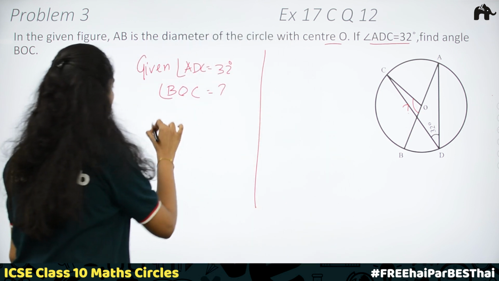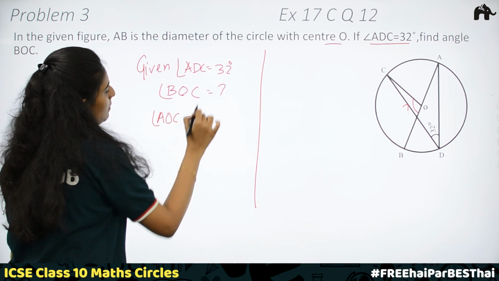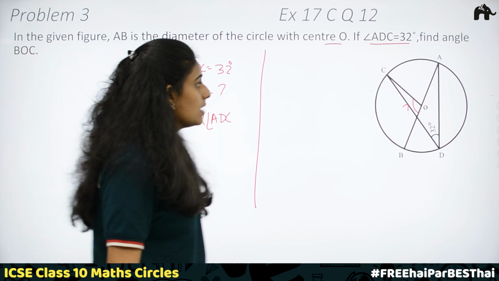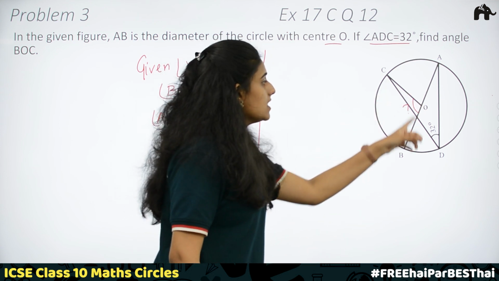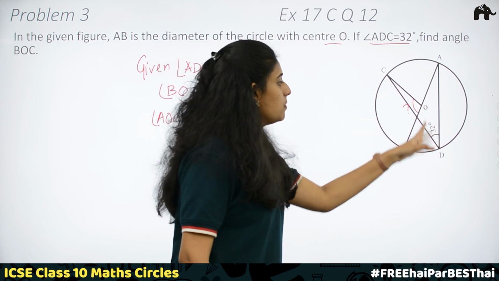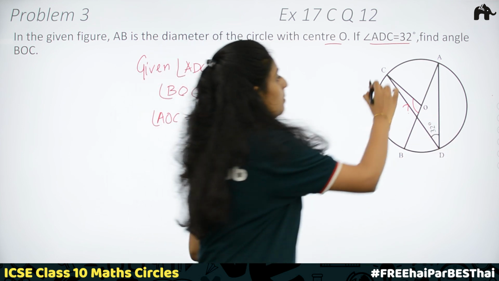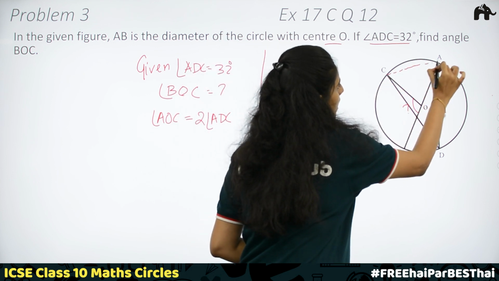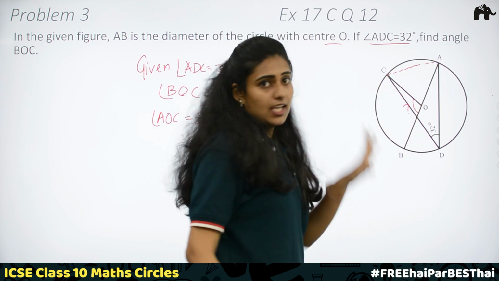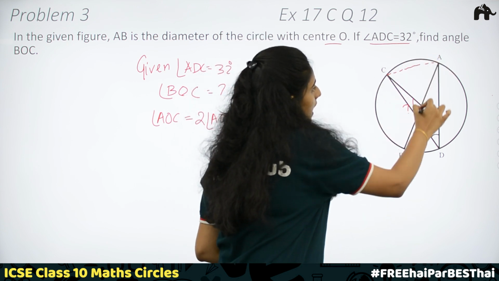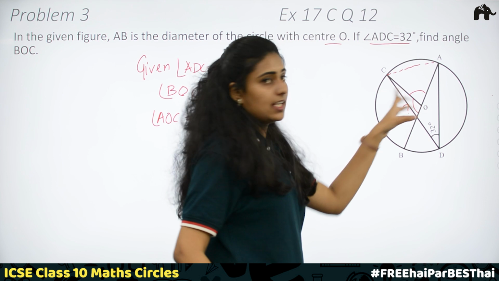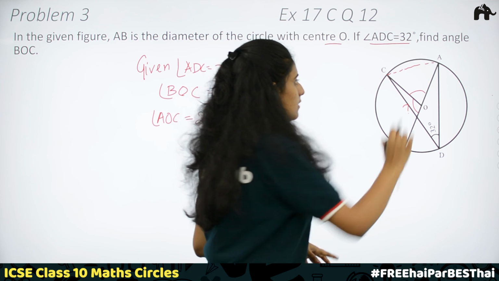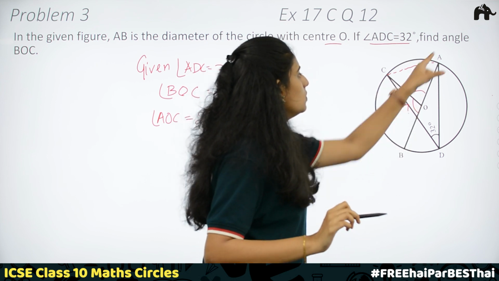Angle AOC will be equal to 2 times angle ADC. What is the reason? Angle subtended at the center will be twice the angle subtended at any point on the circumference of the circle by the same arc or the same chord. Here AC is a chord, or we can take the arc AC. AC subtends angle AOC, this angle at the center, and ADC on the circumference of the circle. Therefore, AOC is equal to 2 times ADC.